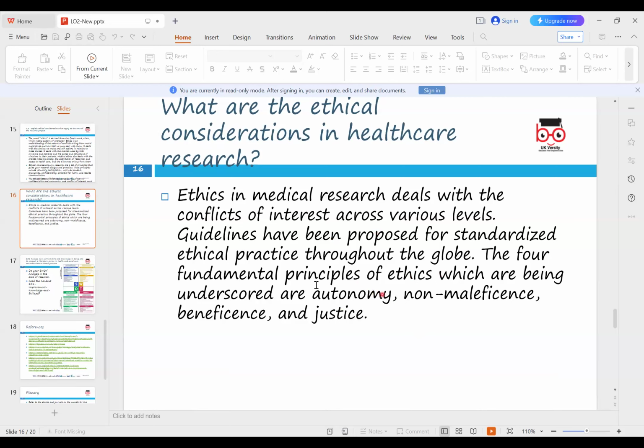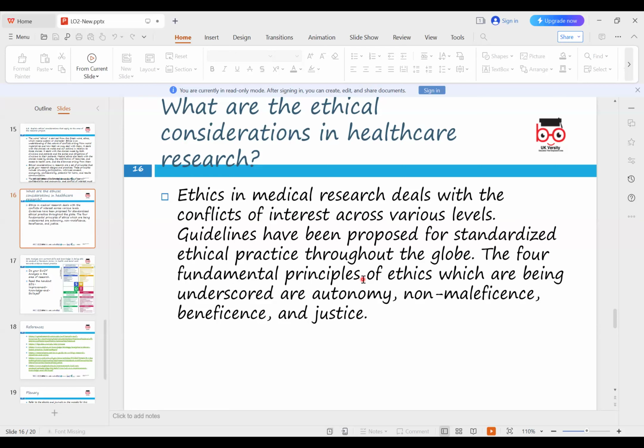The four fundamental principles of ethics are, basically, autonomy. That means whichever patient or participant you're using within your research, they are autonomous. They can leave the project at any time. If they don't want to comment on a particular topic, or don't want to answer a question at any time, it's up to them. So it's all autonomy towards them.